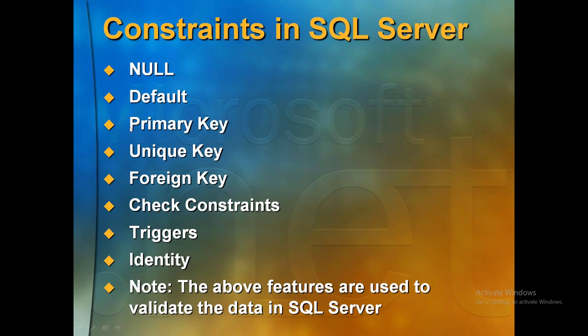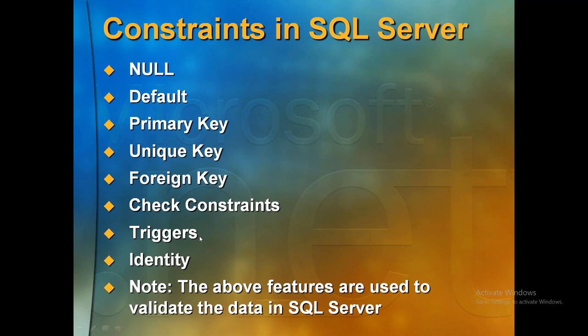GUID is an automatically generated hexadecimal number. It is not like I need one, I need two, I need three. It will not give you like that. It will give you some hexadecimal, unique number. Then check constraints, triggers, and identity. Clear? So these are the things we discussed.